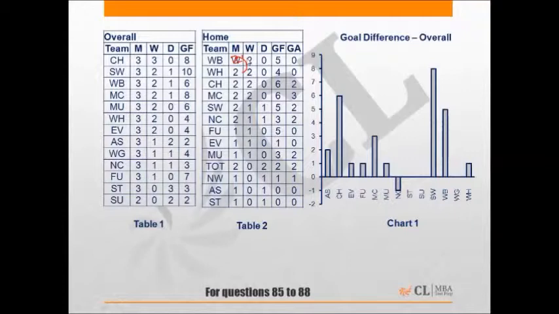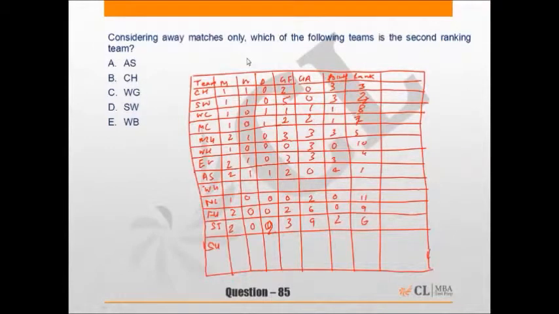On the basis of these two tables and chart, we can find all the info for away matches. For CS, it is 1, that is, CS has played 1 match away and it has won that match, therefore draw is 0. Goal for is 2, that is, in that match CS scored 2 goals. Goal against is 0, it means it did not concede any goal.